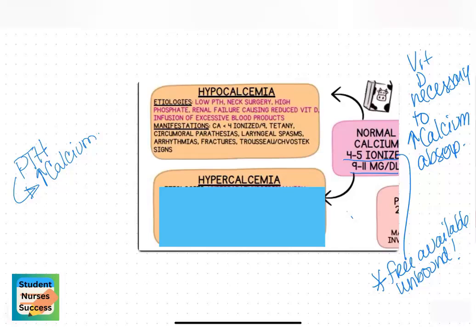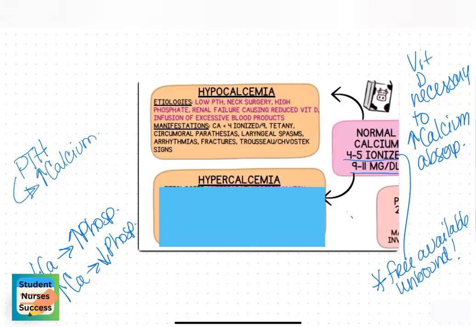Causes of hypocalcemia include low parathyroid hormone or hypoparathyroidism, neck surgery, which can cause hypoparathyroidism. High levels of phosphate actually will drive down calcium. So when calcium is low, we see increased phosphate, and they have that relationship. We also know that when calcium is high, we will actually see decreased phosphate levels, and we'll talk about that in a moment.